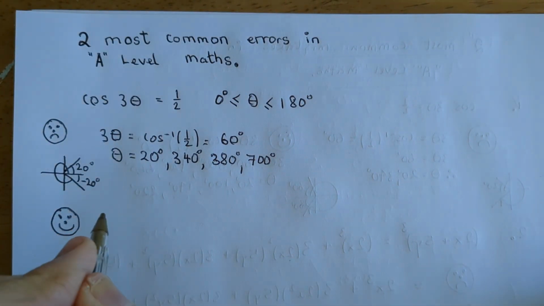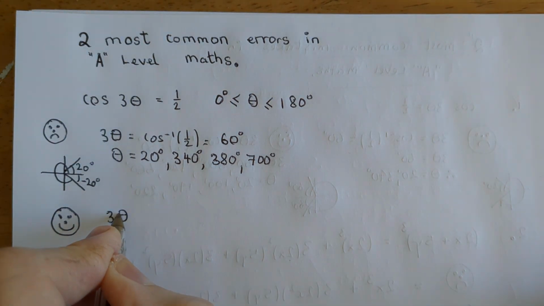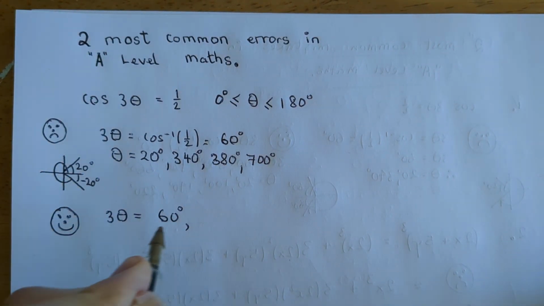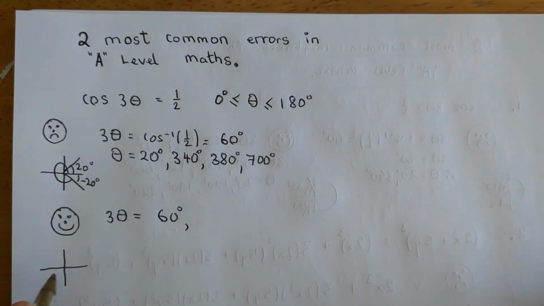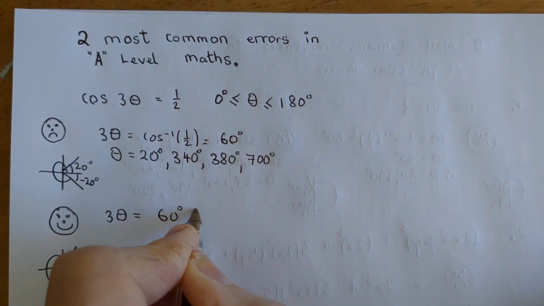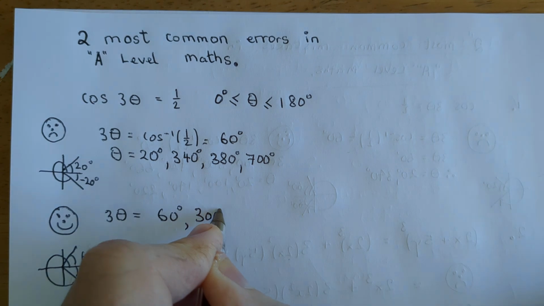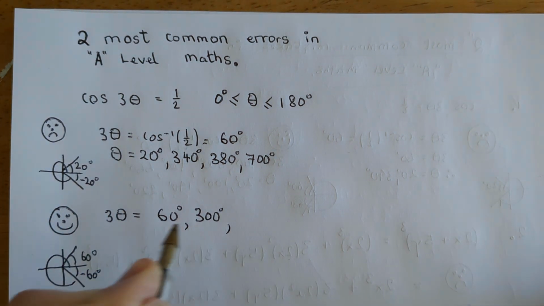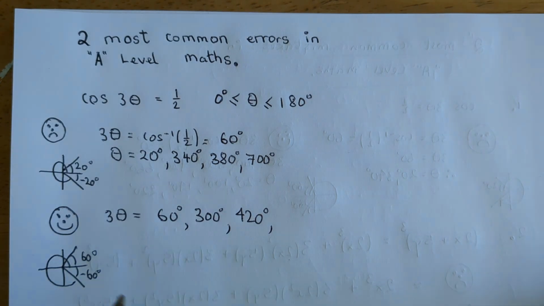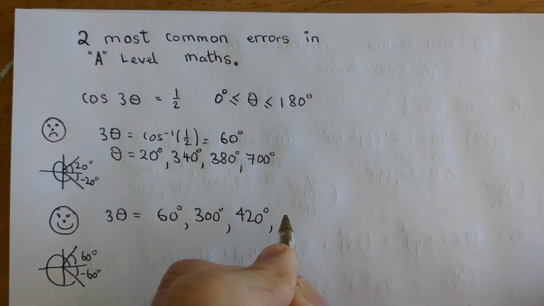What I should have said is 3 theta equals 60. And then I should have said, do the same thing as I did before. This is 60 degrees. So this is minus 60. So the second solution will be 300. Then add 360 to that is 420. Add 360 to that is 660.